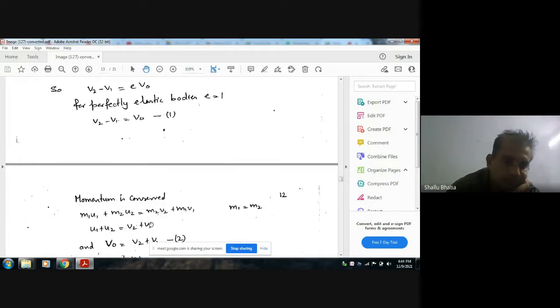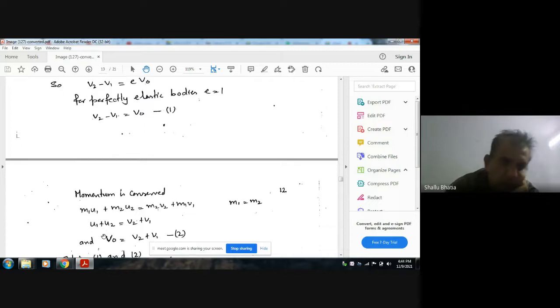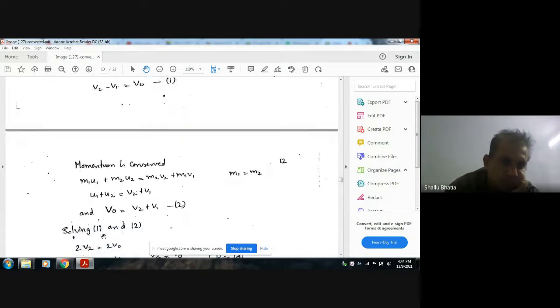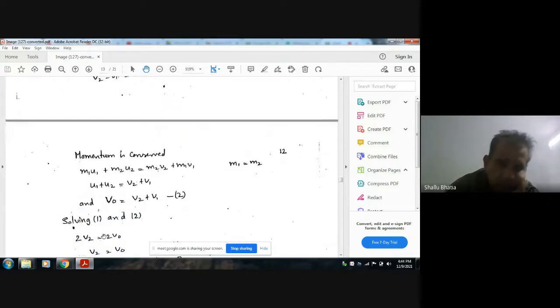Momentum is conserved in an elastic collision. So M1 U1 plus M2 U2, the total initial momentum, is equal to the total final momentum, and M1 is equal to M2. So U1 plus U2 will be V1 plus V2. Now U2 is 0 and U1 is V naught. So V naught is equal to V2 plus V1. This is equation number 2.